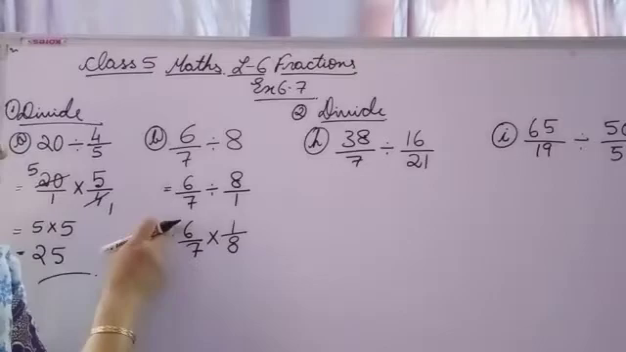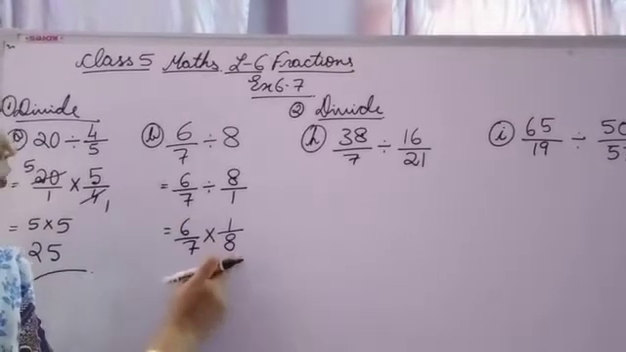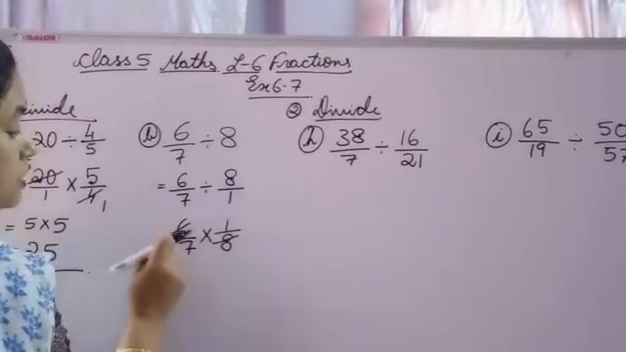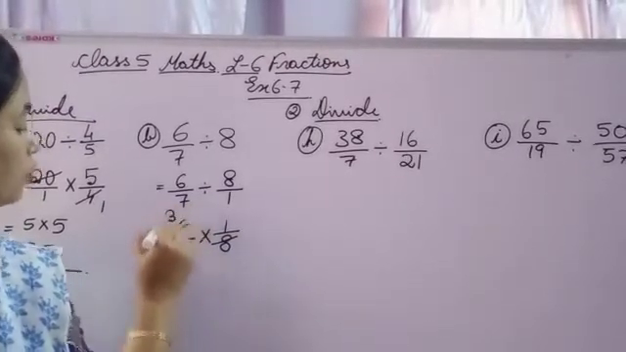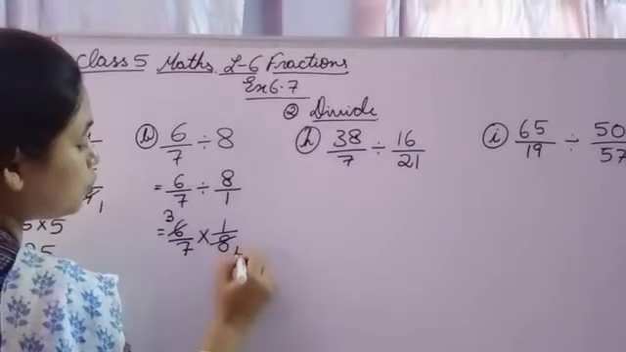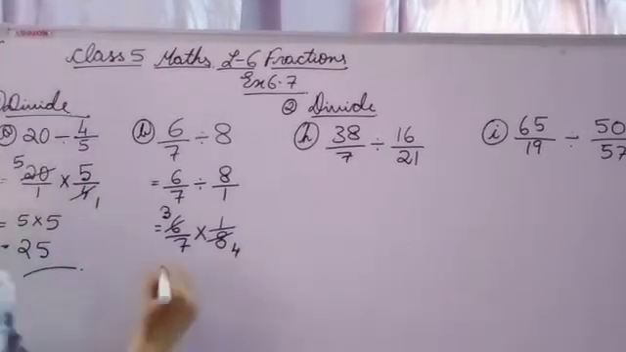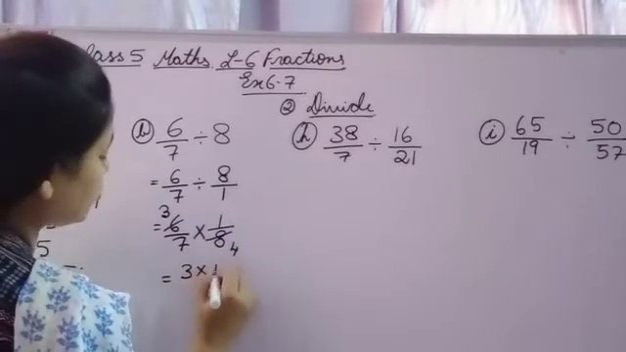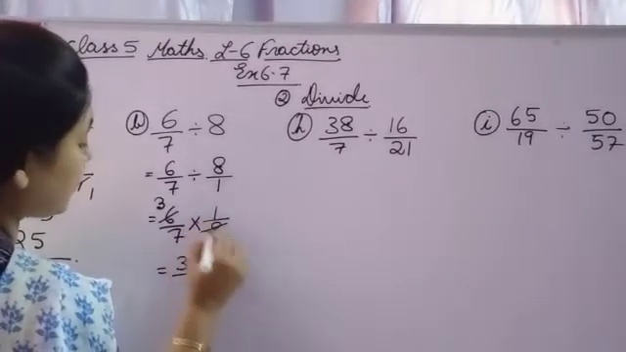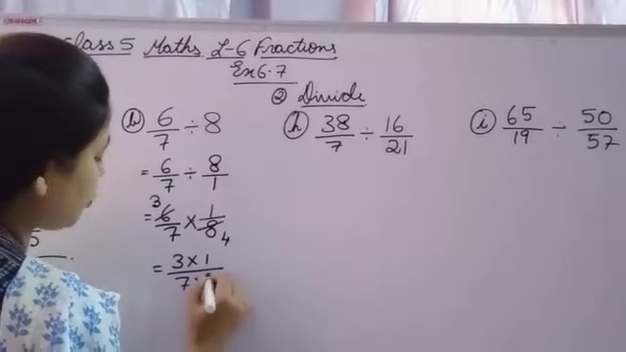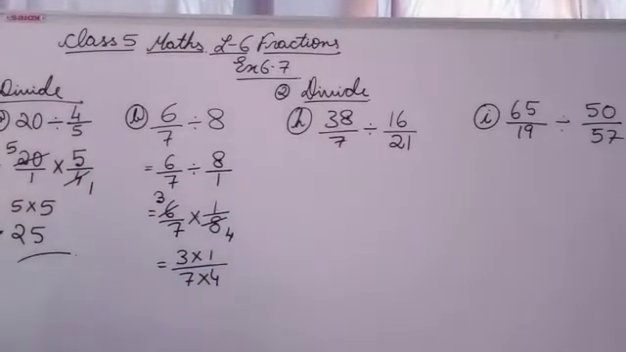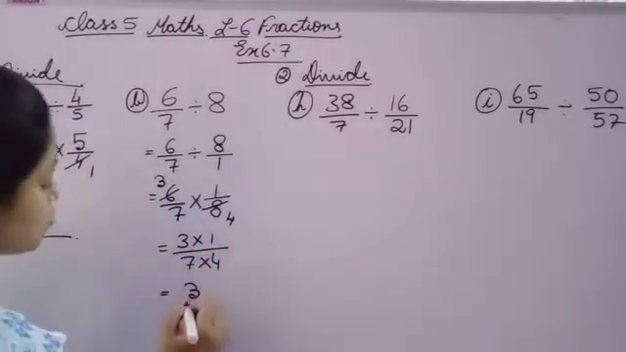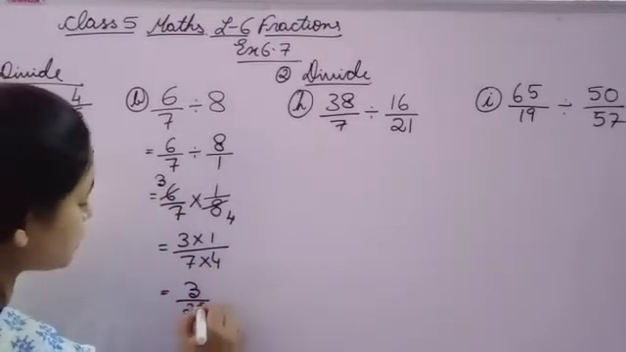This numerator is an even number. This denominator is also an even number. So divide both of these numbers by 2. 2 into 3 is 6 and 2 into 4 is 8. So what is left in the numerator? 3 into 1, and here 7 into 4. So in the denominator what is left? 7 into 4. Now what is the answer? 3 into 1 is 3, 7 into 4 is 28.